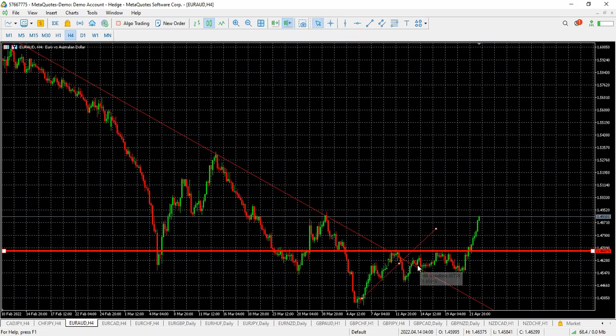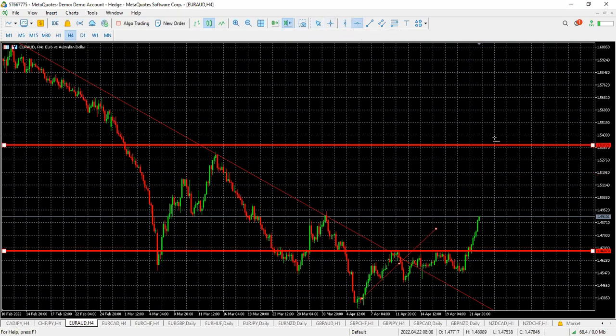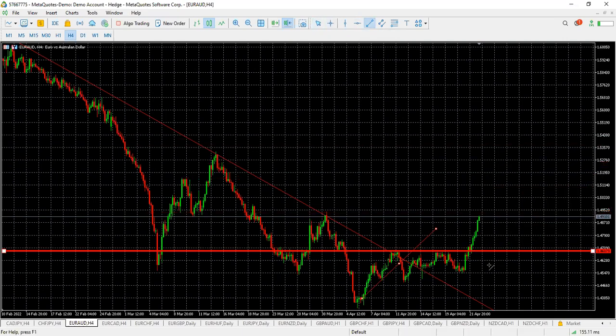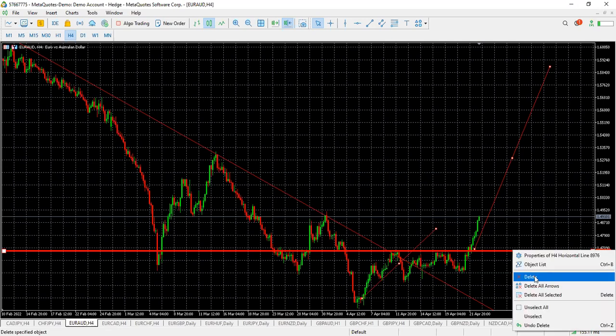So as this trend breaks, we are going to watch this market. We're going to expect this market to push up like this, to push up. That means Euro AUD is a buy trade. I don't know if you guys are getting it. So let me delete these things.